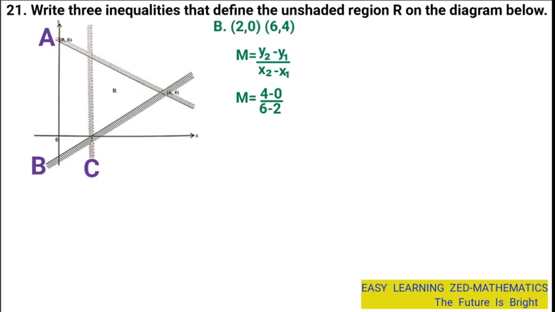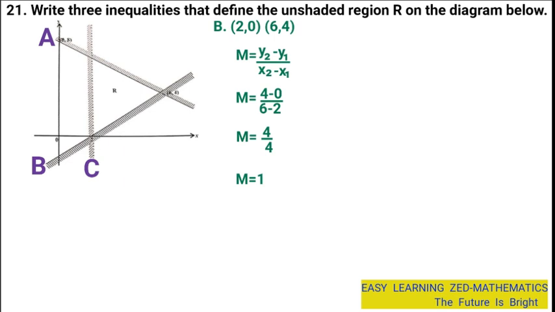Then I'm going to divide. I'm going to subtract. 4 minus 0 is 4. 6 minus 2 is 4 again. Then we have 4 over 4. So I'm going to write gradient here. Then 4 divided by 4 will give me 1. All right, so that is the gradient of line B. Now let's find the inequality.